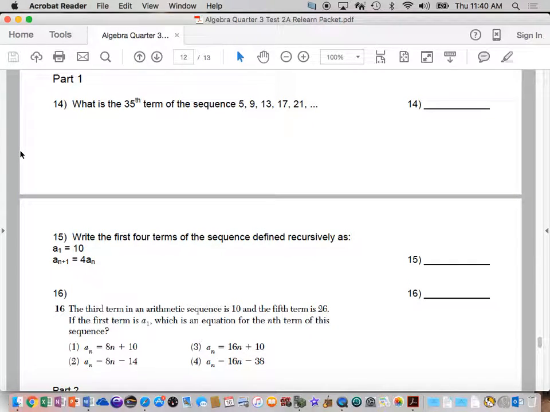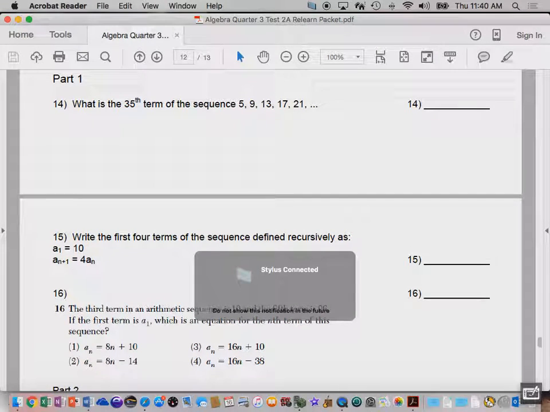All right, so these sequence questions were not on the test, but I'm going to have you do them anyway for the extra practice because we haven't been fluent or comfortable with them in class, and I want to get you a little bit of extra work. So let's do this. What's the 35th term of the sequence?